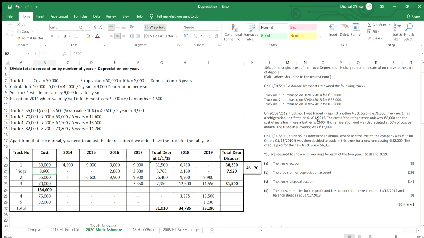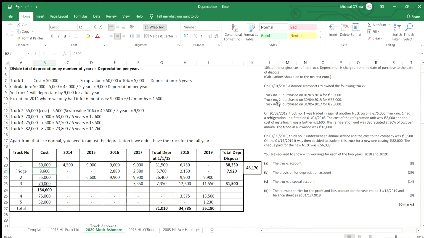We had it from all of 2016 and all of 17. So it's 2880 per year. That's the total for the 2 years. Vehicle number 2, again, cost minus scrap value is equal to the total depreciation divided by the years. We found it was 9,900 per year.